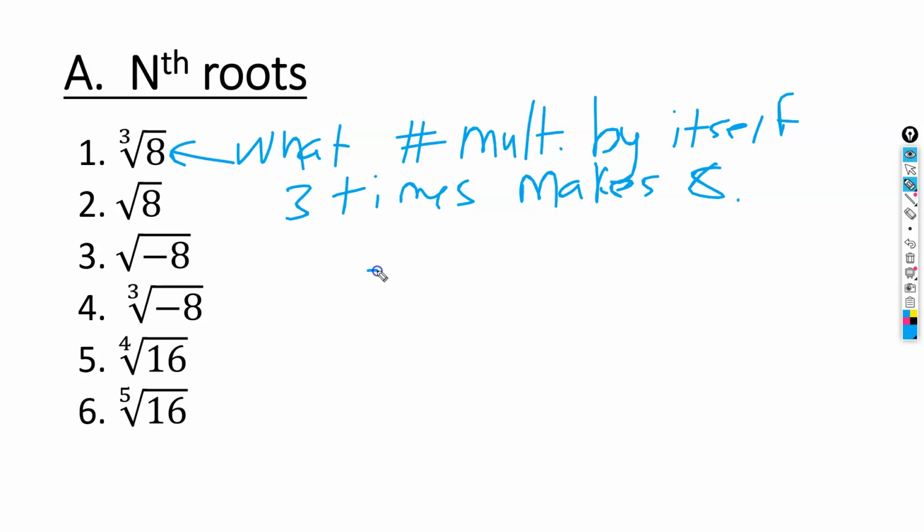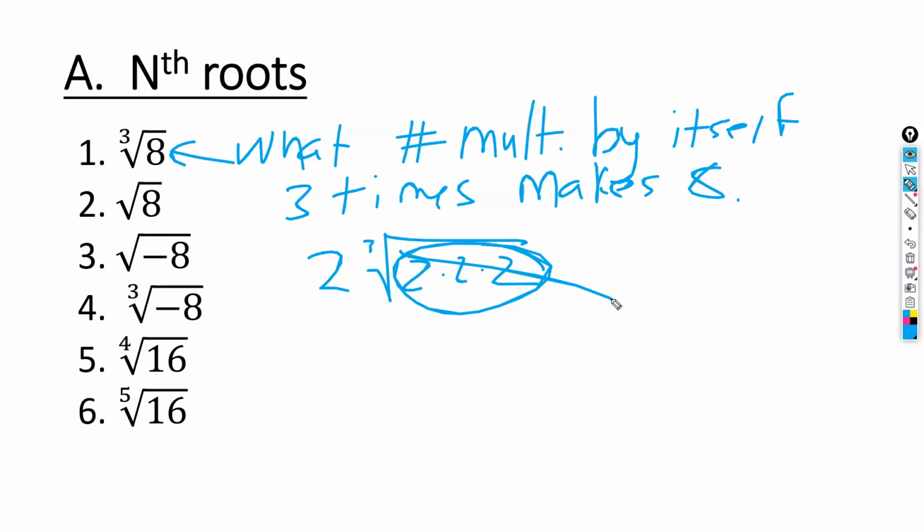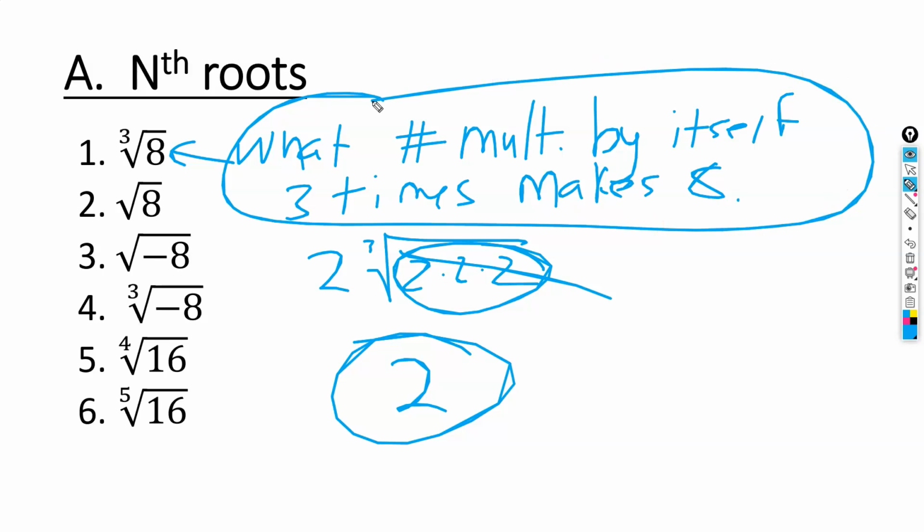But I think a more effective way of going through all this is just to go ahead and break it apart like we did with square roots. And since there's a 3 here, we're looking for groups of 3 identical numbers. And if you have a group of 3 identical numbers, you write it once on the outside, cross off the group. And in this case, since there's nothing else left under the radical, the answer is just 2. And we could check our answer by going back to this question. What number multiplied by itself 3 times makes 8? Well, sure enough, 2 times 2 times 2 does equal 8. And so that's what a third root is.